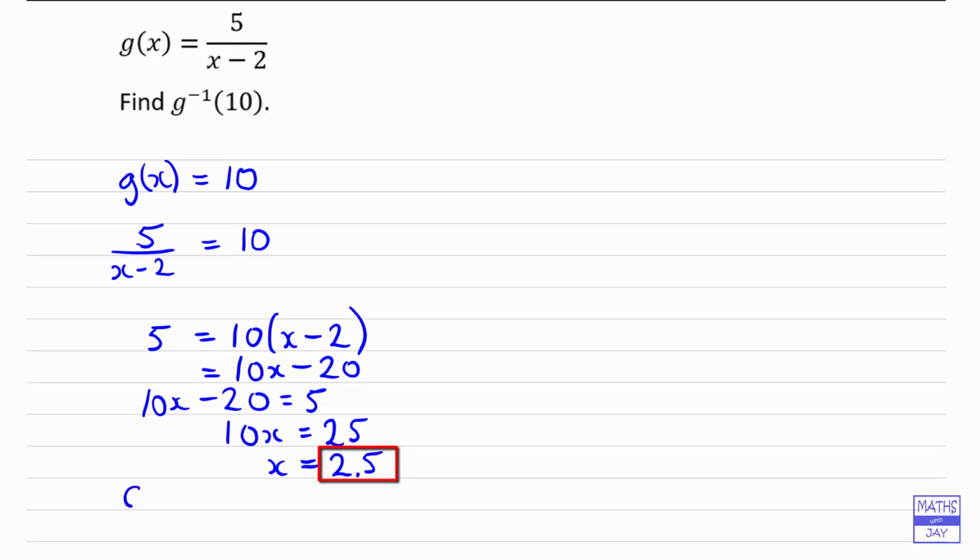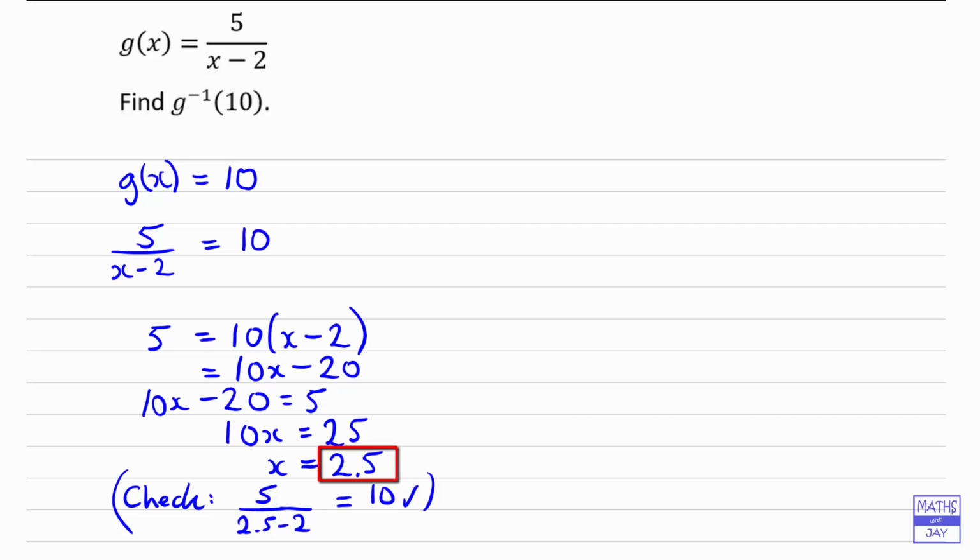And then of course we would check that. So we're checking that 5 divided by 2.5 minus 2 does give us 10. So 5 divided by 0.5 is in fact 10, so that's good. That's telling us we have got the right answer. So that's one way of working this one out.